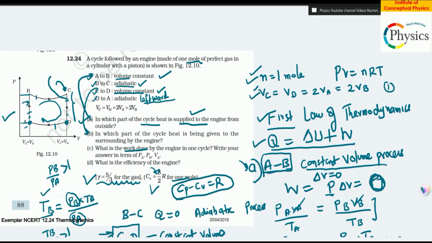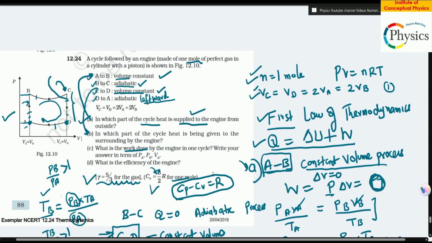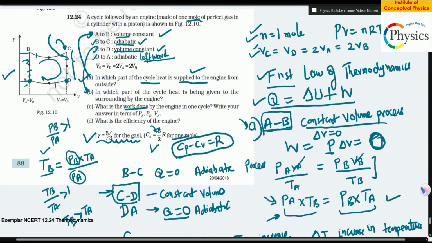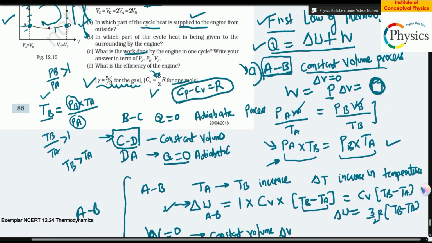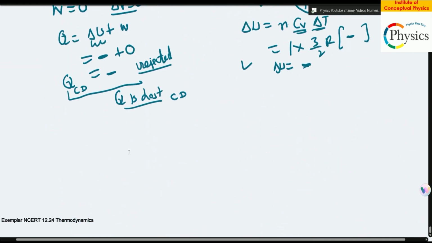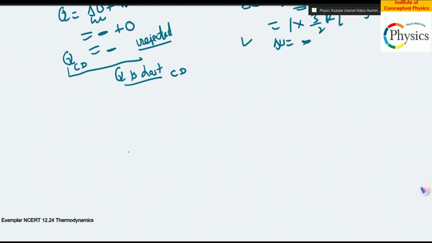Let's talk about what is the total work done by the engine in one cycle. Write your answer in terms of PA, PB, VA. Okay, so we have to find the work done. Now, as already explained to you, we're doing part 3. We have to find the work done in the complete cycle, right? Let's look into the cycle again.